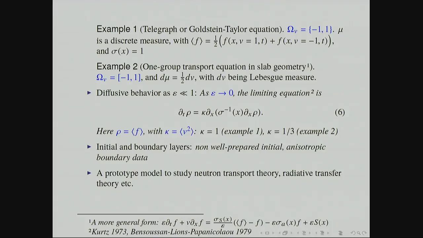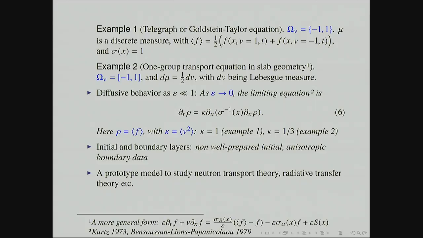And there's another well-known example, simple enough, called the one-group transport equation in slab geometry. This is a simplified model from radiative transfer equations. In this case, velocity can continuously take values from negative 1 to 1. And the measure we use is just the standard Lebesgue measure. You scale it, so you normalize it.